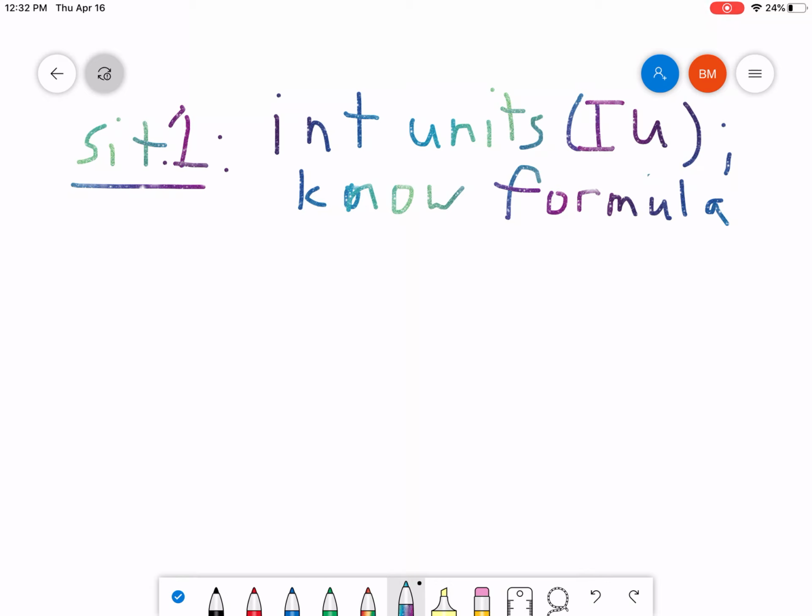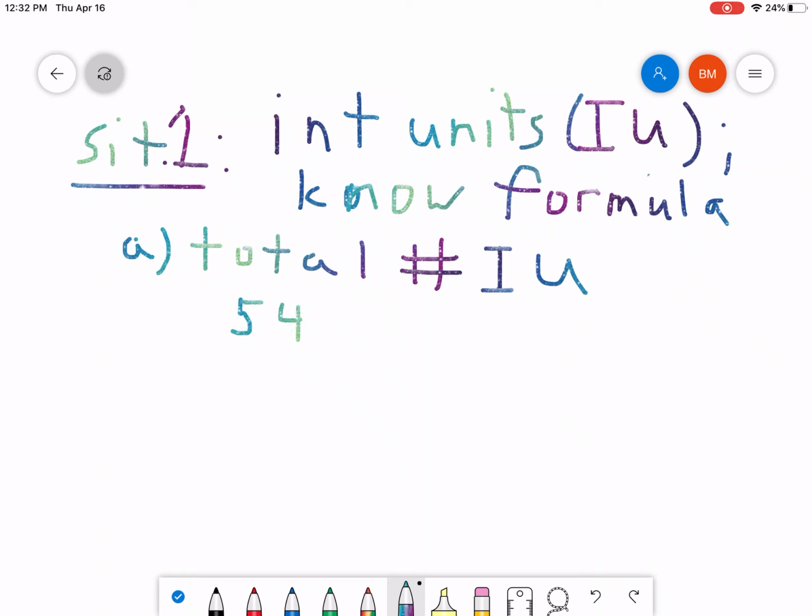First, you're going to total the number of integration units. In the one I just showed you, signal A had 54, signal B had 23, and signal C had 33. So that gives you a grand total of 110 integration units.